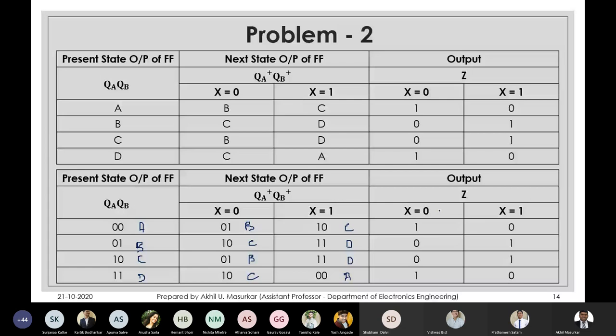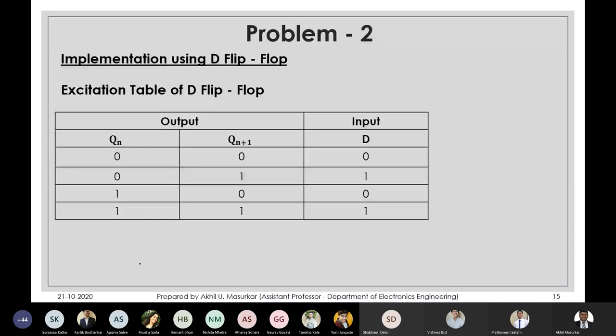Okay, so I hope you have taken down the state table, especially the second one, that is with the binary values. So keep that in mind. Now with this second state table, we have to build the state table with D flip-flop.